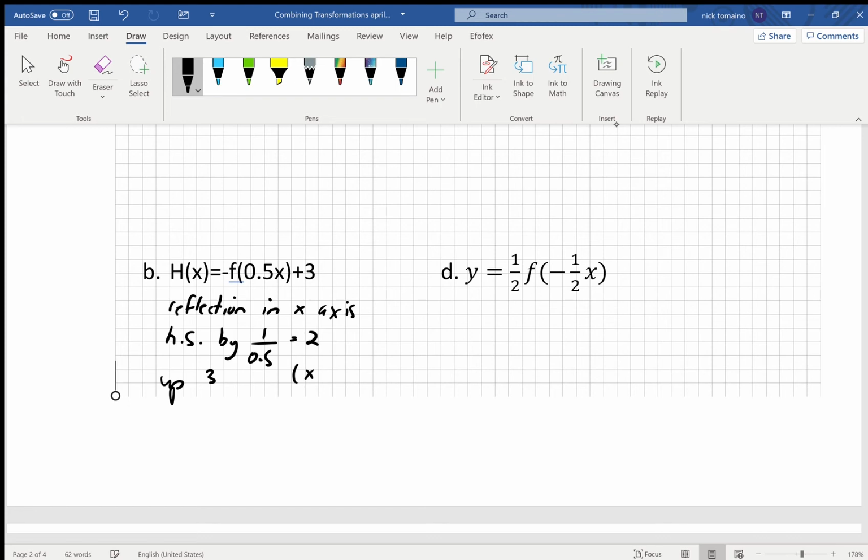Okay, so any point becomes, you multiply the x values by 2, that'll cause a horizontal stretch, and the y values would be negative y plus 3. Okay, and last one right here, we have a vertical compression by half. We have a reflection in the y-axis.